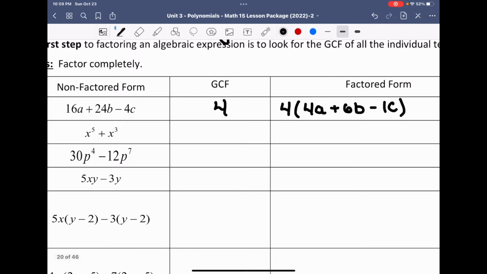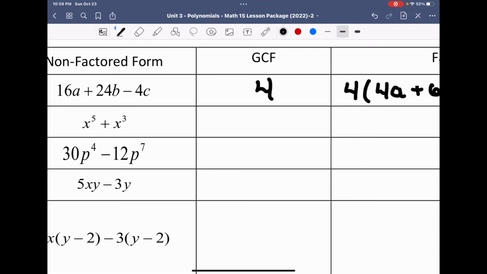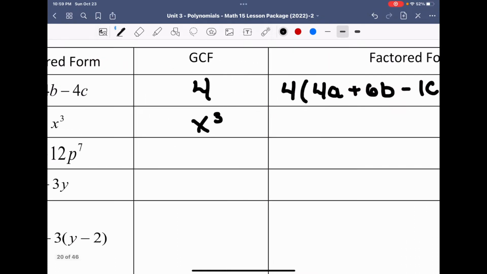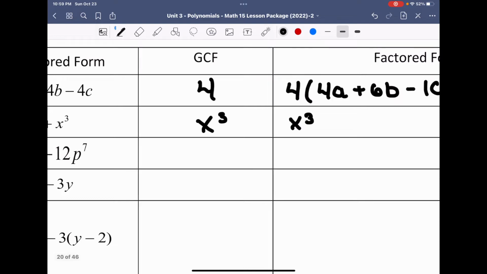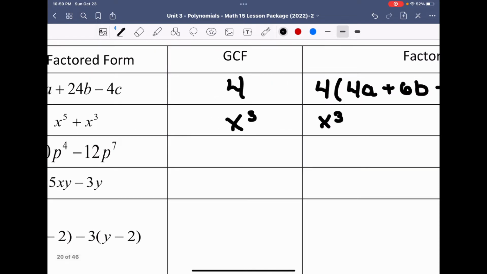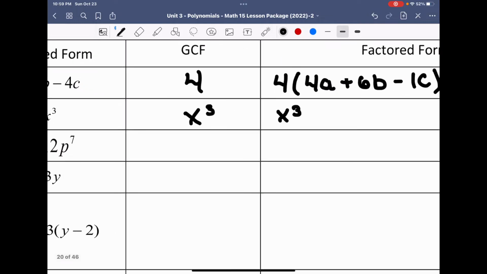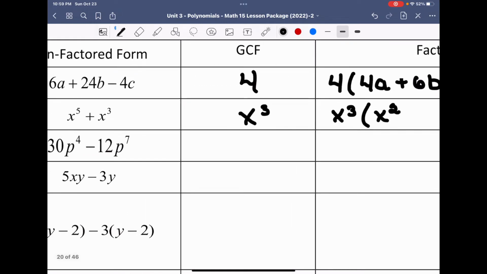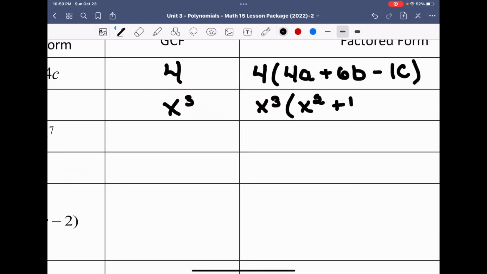So if I look at my next one, now I just have variables. How many x's are common in this case? Well, the greatest amount of common x's is x cubed. So if I pull an x cubed out front of this term, I have x cubed. My two terms were x to the fifth and x cubed. x to the fifth divided by x cubed is equal to x squared, and then I have x cubed divided by x cubed, that's equal to just 1. So here is my factored form, removing out that greatest common factor.